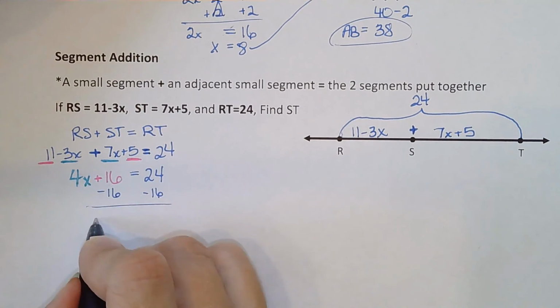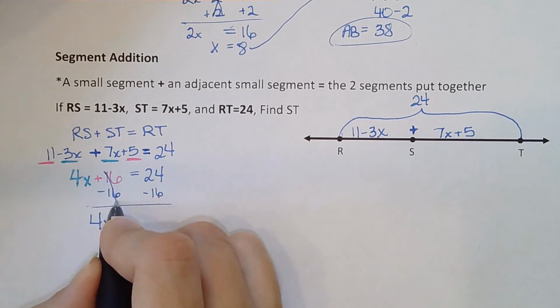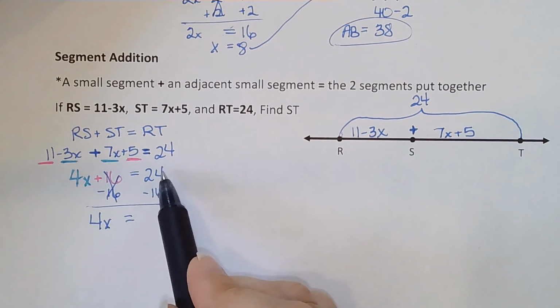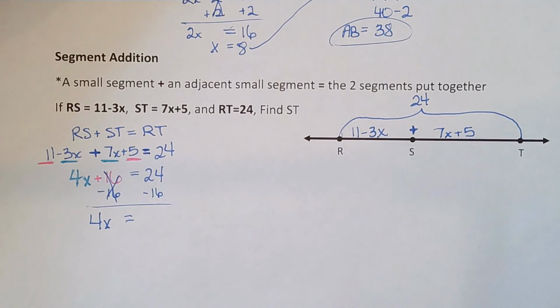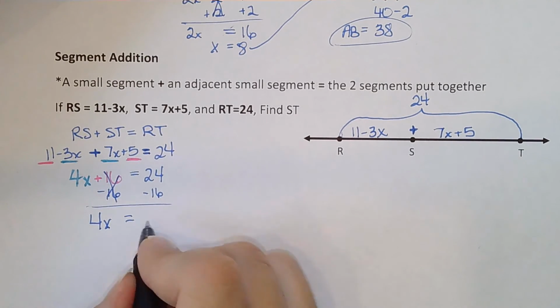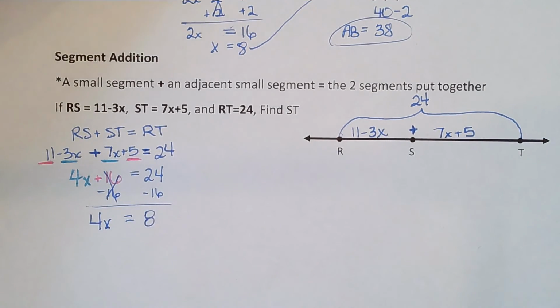My 4x is going to stay over here. This will be gone. And I'm going to get 24 minus 16, and when I do 24 minus 16, that's going to give me 8. And then my last step there is I want to get x by itself, and I have 4 times x right now. So in order to undo that multiplication, 4 times x, I'm going to divide both sides by 4. When I divide this by 4, I'm going to get x. And I have to do the same thing over here, divide 8 by 4, and I'm going to get 2. So it tells me that x equals 2.